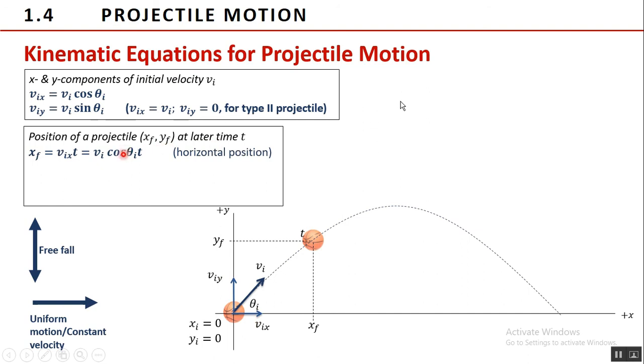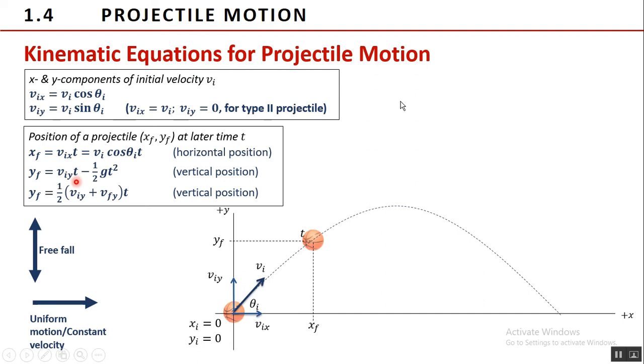Keep in mind that a projectile moves horizontally at constant velocity, hence the equation average velocity equals displacement delta x divided by the time interval delta t. So the horizontal position of a projectile x sub f is equal to the product of the x component of the initial velocity and time interval t.